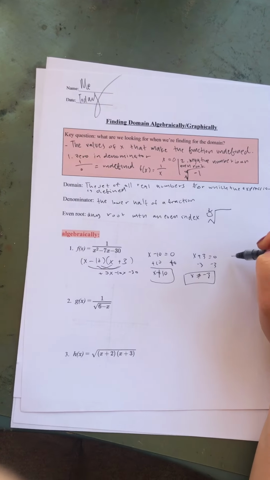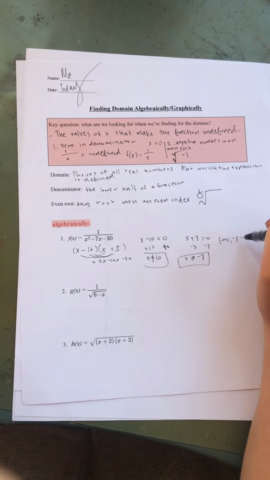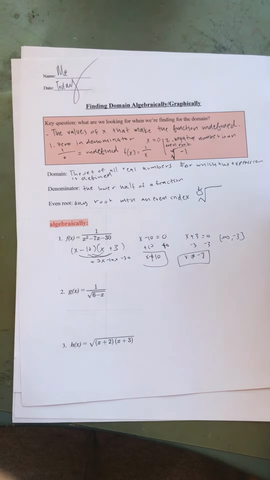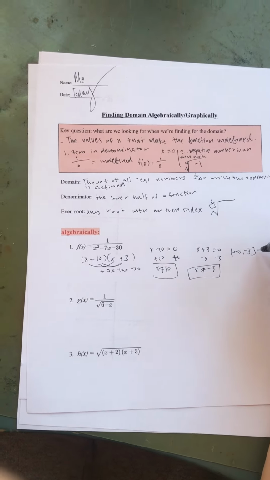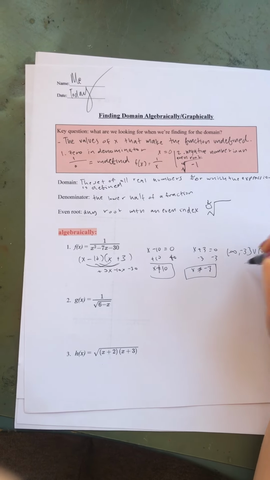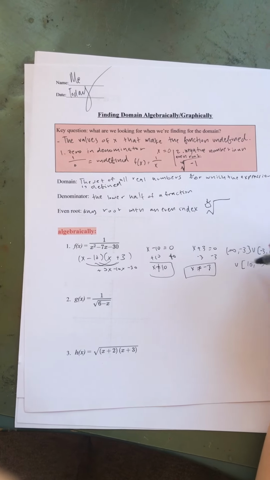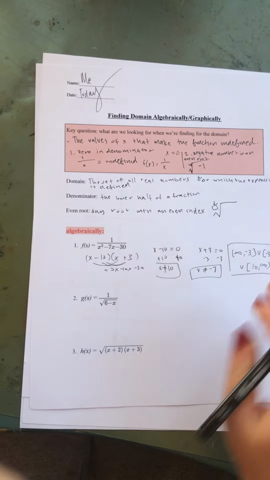And then we can write that in interval notation. So it's -infinity to -3, because it could be any value in between. It just can't be those specific values. Union -3 to 10. Union 10 to infinity. So that is the first problem.